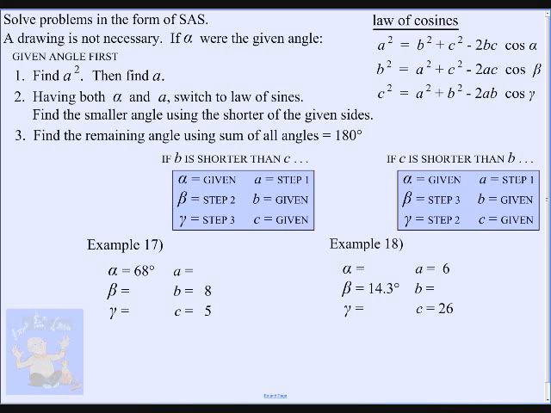Why do we do that? It's easier. Of course, we will want to do it in the easiest possible way. Find the smaller angle by using the shorter of the given sides. Well, that's a good hint. And then, of course, we have no problem finding our third angle.